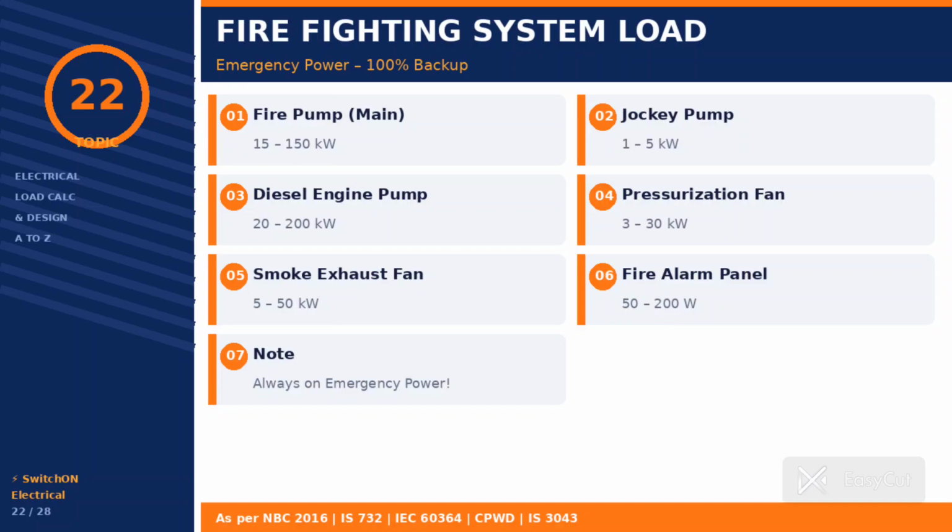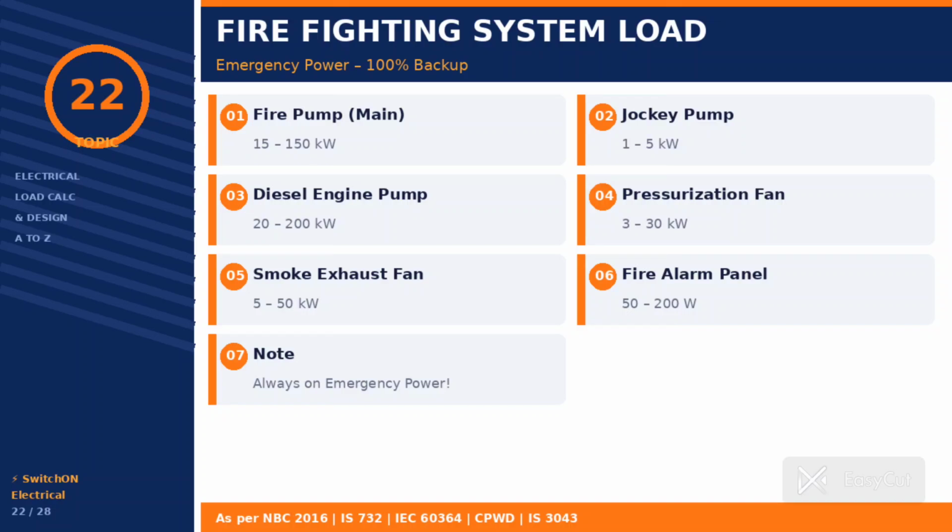Okay. So the fire pump, the main pump, will be 15 or 150 kilowatts. It will be of this range. The jockey pump is very small, so it will be below 5 kilowatt only. The diesel engine pump is the same as the fire pump, 22 to 100 kilowatt. Then the pressurization fan is 3 to 30 kilowatt. Smoke exhaust fan, 5 to 50 kilowatt. Fire alarm will be 50 to 200 watts. It's very little for the fire alarm panel. Only control cables will be there, so that's why.